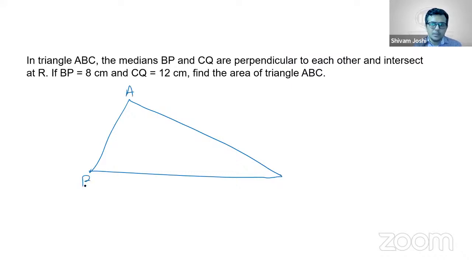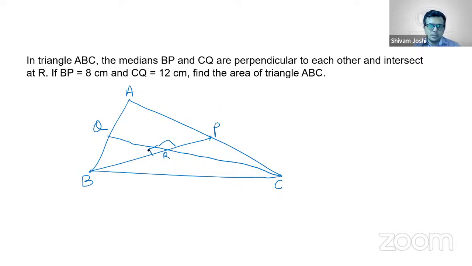This is triangle ABC. Median BP, median CQ, they are perpendicular to each other. Okay, there's a 90-degree angle over here. They intersect at R. Okay, this point is R.